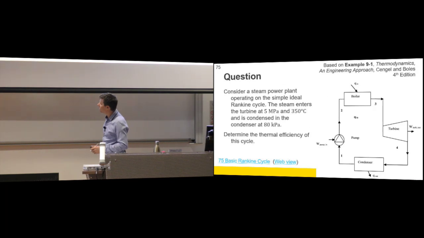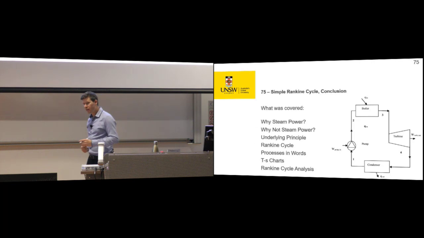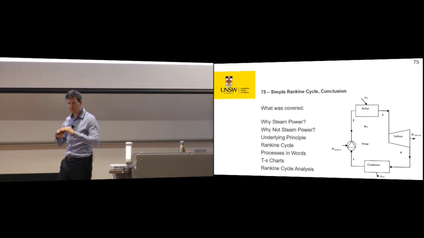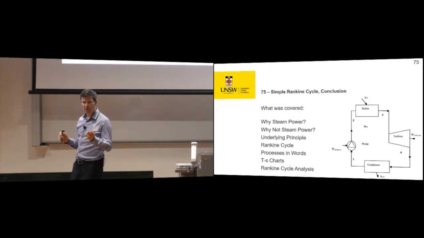We won't do that. Are there any questions at this stage, just based on that cursory analysis, basic Rankine cycle?